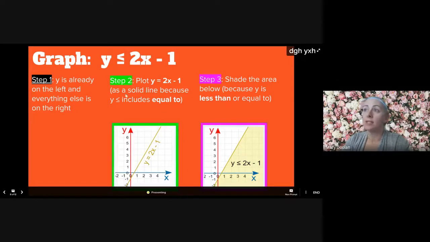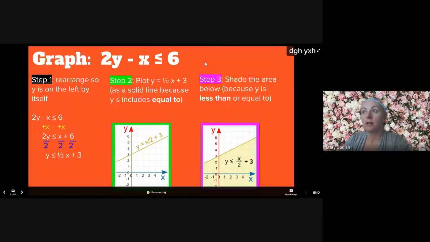And then the last thing to do is shade. Notice that also in step 2, we're keeping this line solid because of the less than or equal to. Step 3, shade. It's less than or equal to, so everywhere y is less, below the line. And that's it. Here's another example.